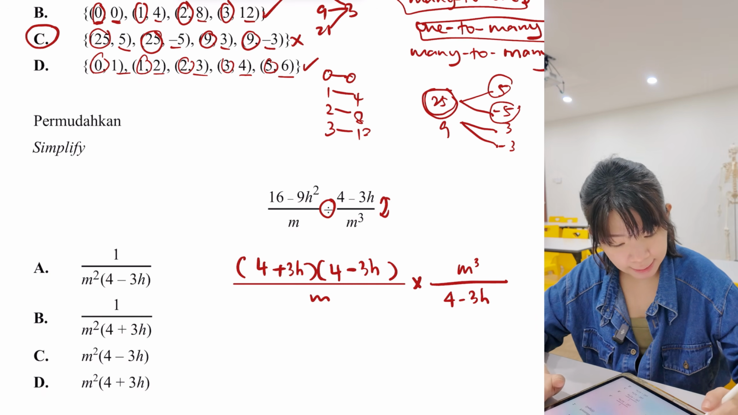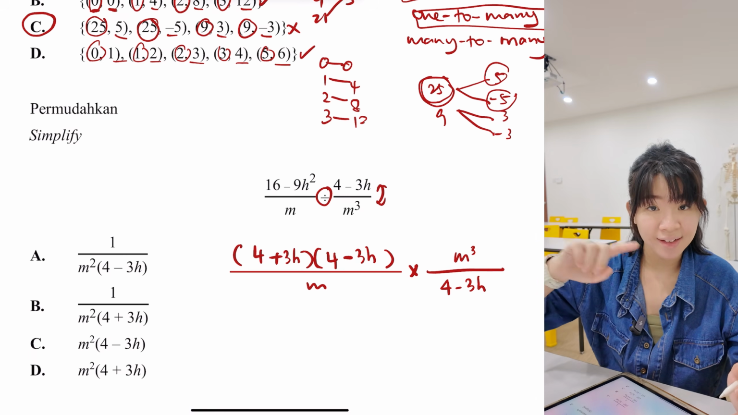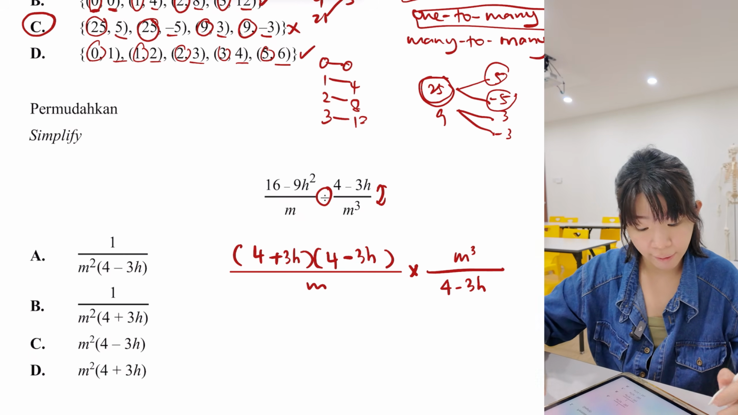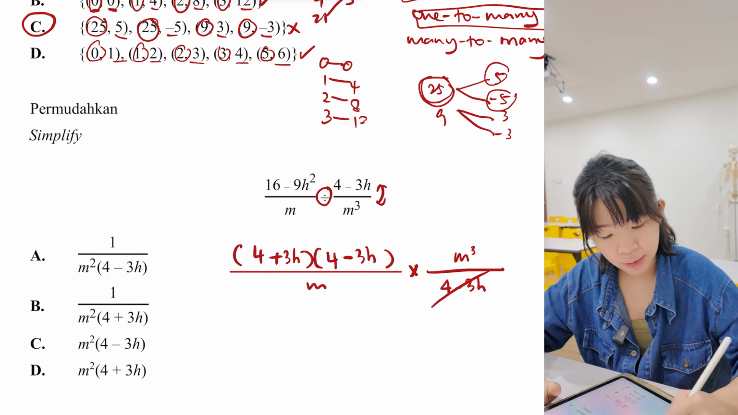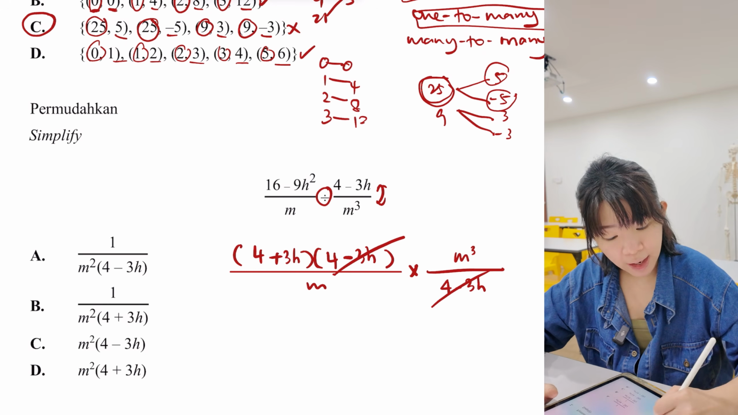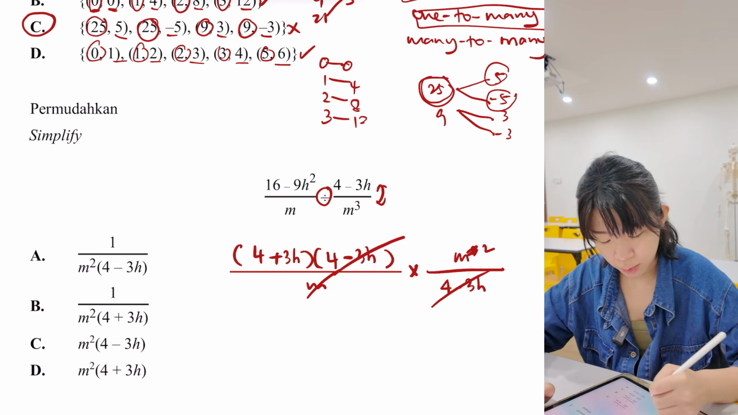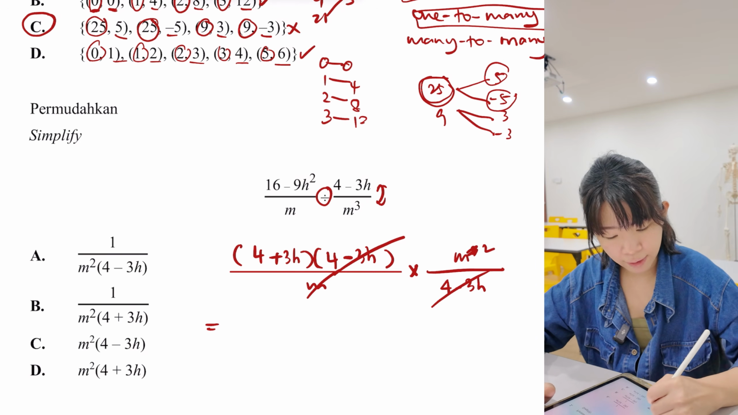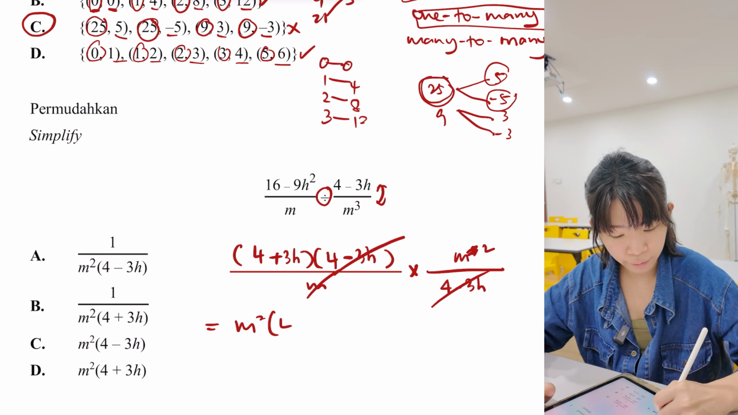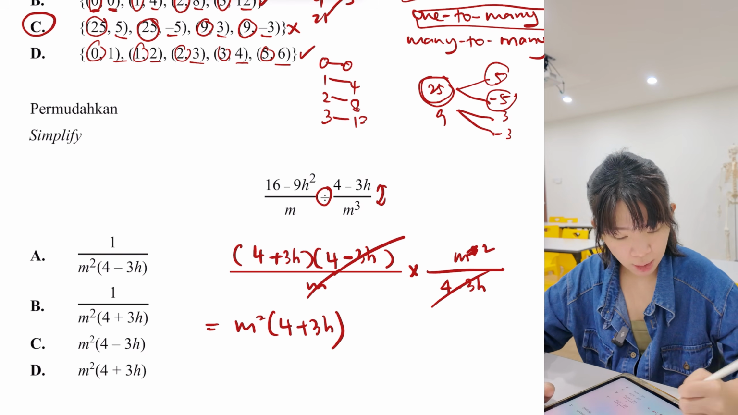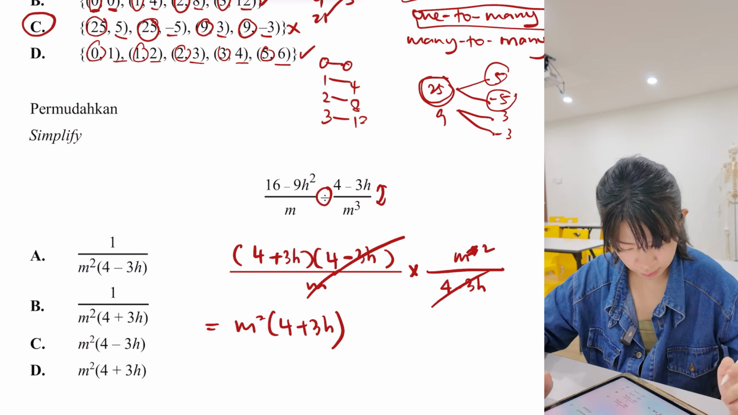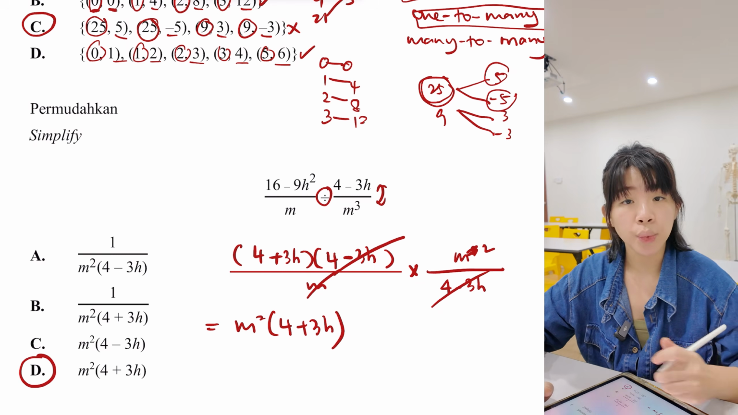Okay, so now do you see anything the same? When you see up and down exactly the same thing, we can cut away, we can simplify. So 4 minus 3h, this one cut. And then we have m and m cubed. So 1m cut with another m. So we are left with m square on top. Okay, check, what do we have at the end? On top, we have m square in front, and also 4 plus 3h. Bottom, nothing. So the answer is D.